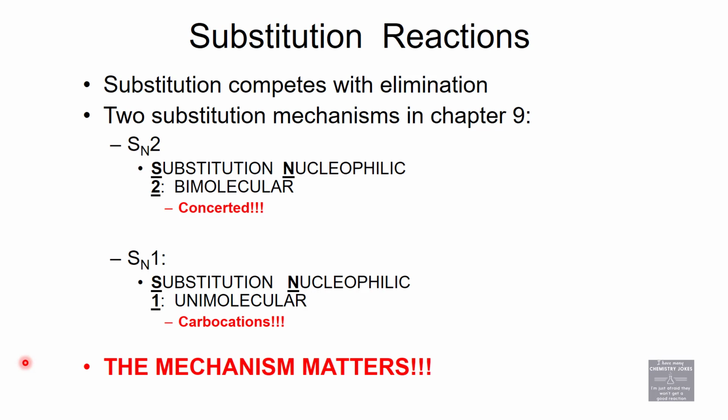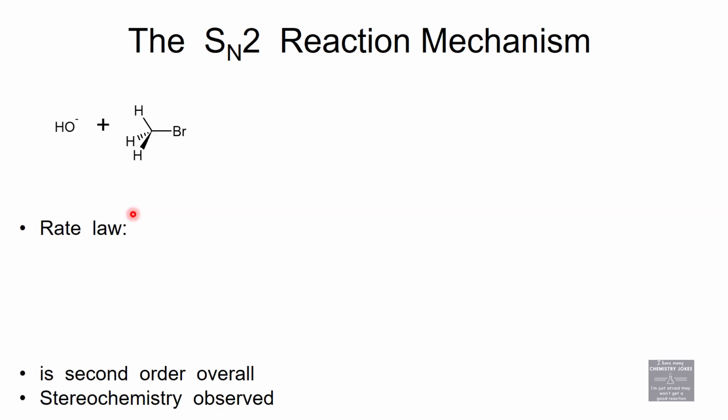The mechanism is super important this time. Like I said, we've got a lot of competition happening between all these four different mechanism types, and we have to use our context clues to figure out which mechanism it should be. First of all, should it be substitution or elimination? Second of all, should it be SN1 or SN2 if it's substitution? So it matters a lot. The mechanisms are different, and the types of products you get are often different. We're going to talk first in great detail about SN2.